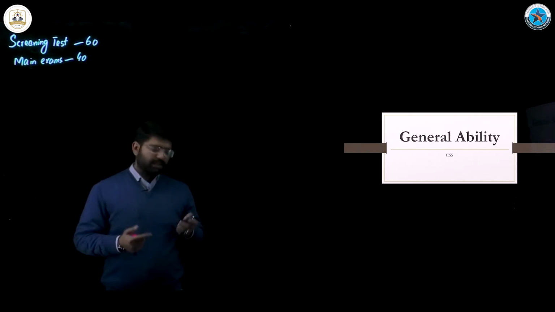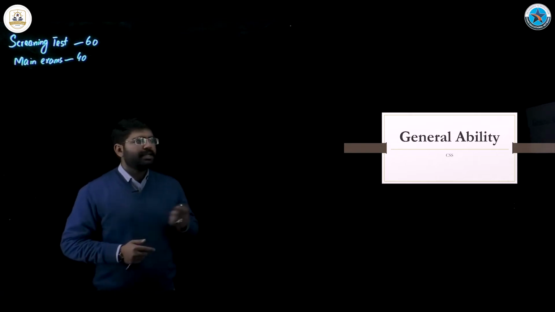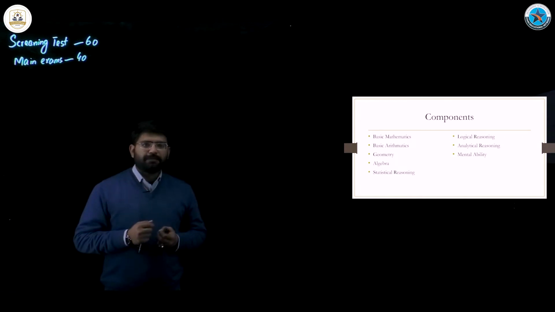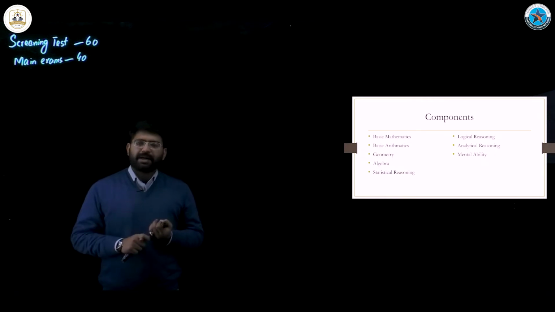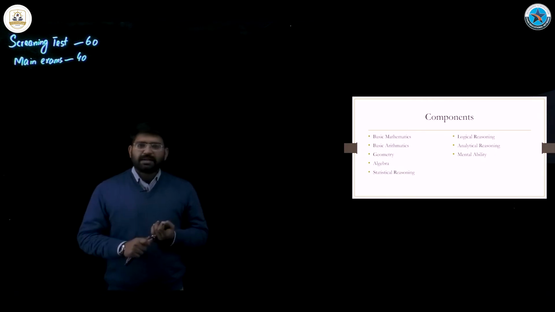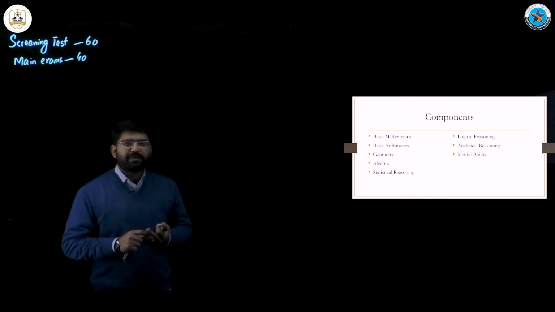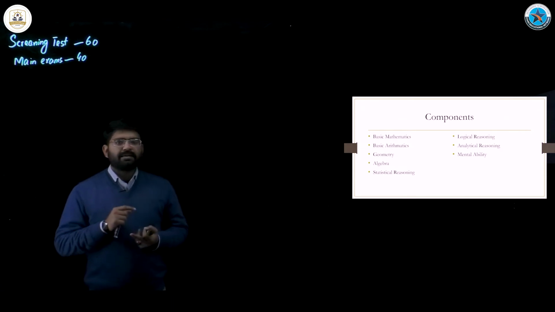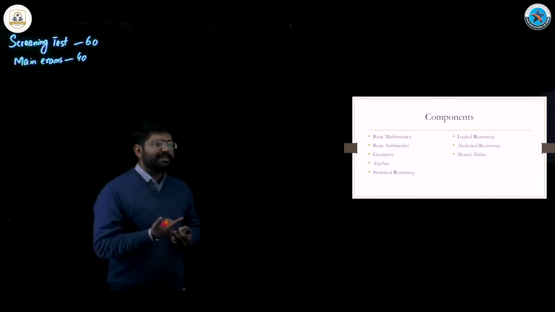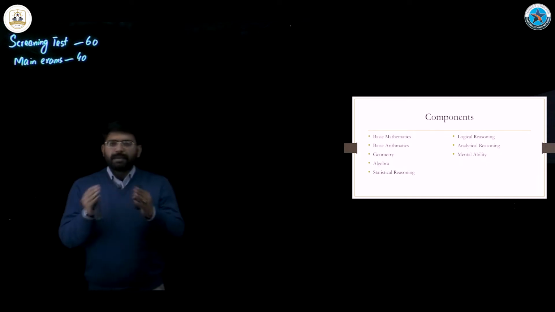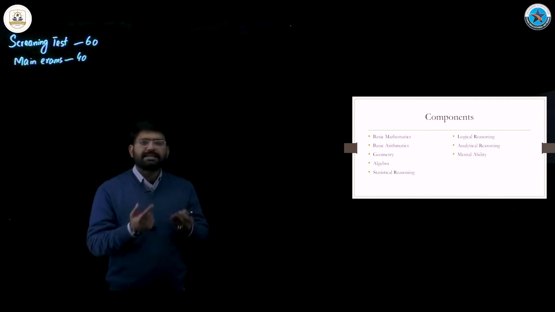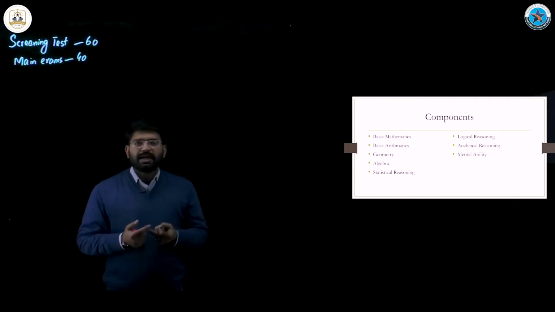So, heading towards the main components of general ability. As you can see, the different components of general ability are basic mathematics, basic arithmetic, then we shall be dealing with geometry, algebra, and then statistical problems, then logical reasoning, analytical reasoning, and mental abilities. One by one I shall explain in a short note what these are, how the questions come in exams and how they can be resolved.